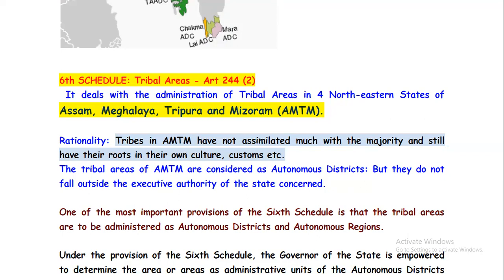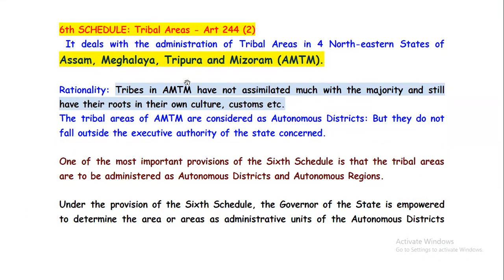So you can see that if you go to this year's APSC mains paper, there's a question on this: why do the Northeast tribes have a different, unique culture than other parts of the country? That is because of their unique culture and customs, because they have not assimilated en masse with the majority. So a separate schedule, the 6th schedule, was created to protect their culture and customs.